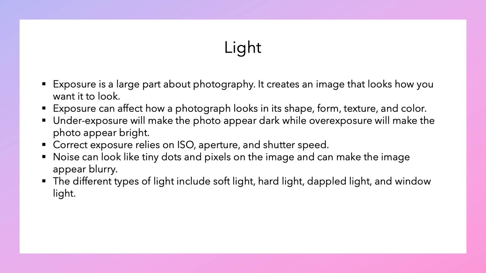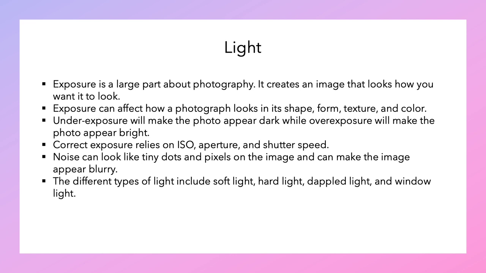Exposure is a large part of photography. It can affect if your picture is too light or too dark. Exposure relies on ISO, aperture, and the shutter speed. Noise in a picture can make a picture appear to be blurry. Soft light, hard light, dappled light, and window light are different light settings that a picture can be taken in.